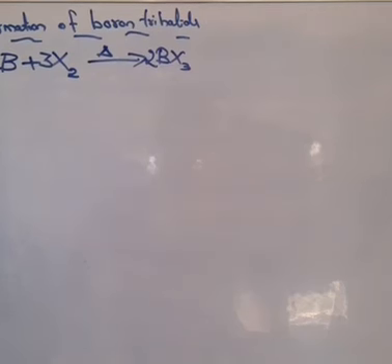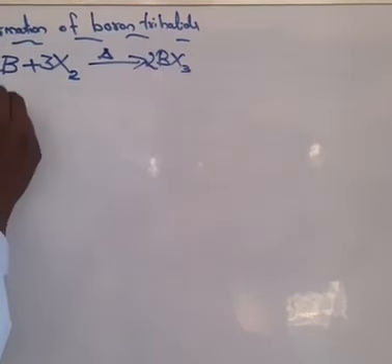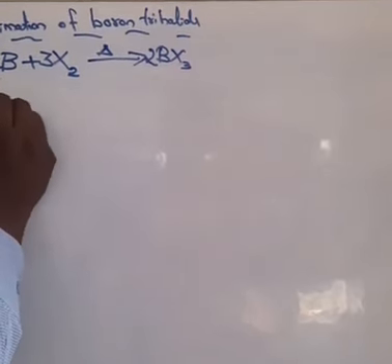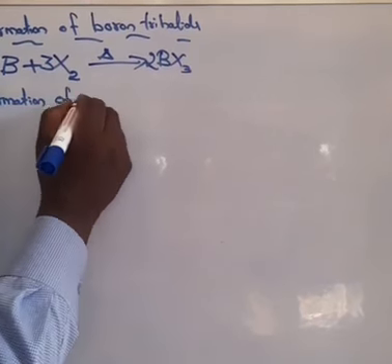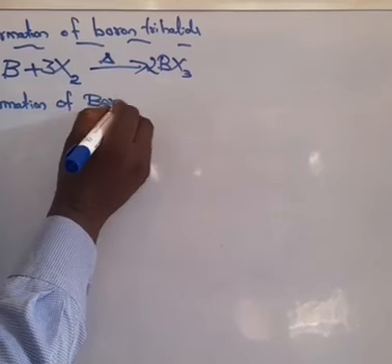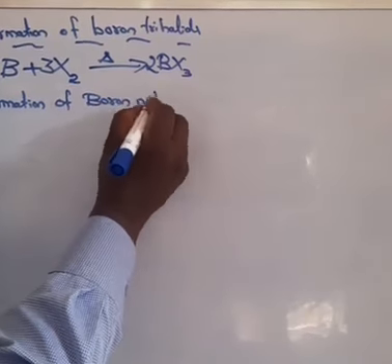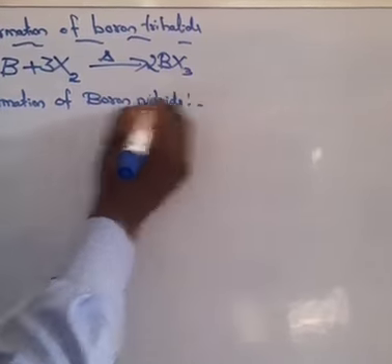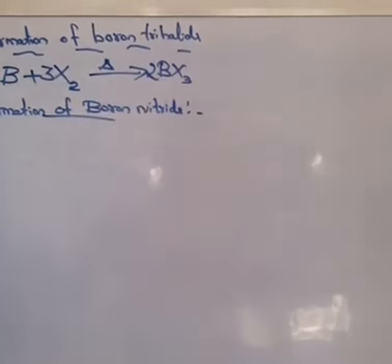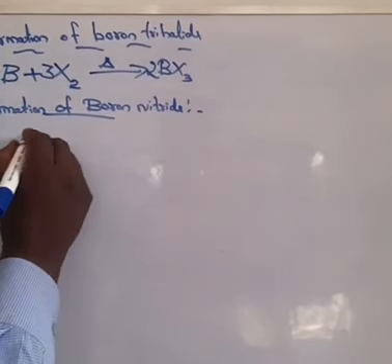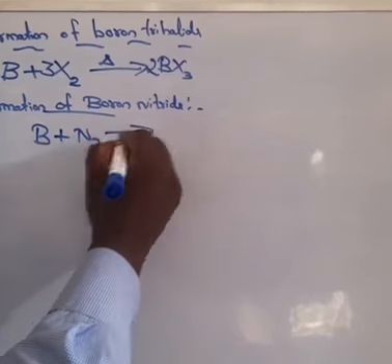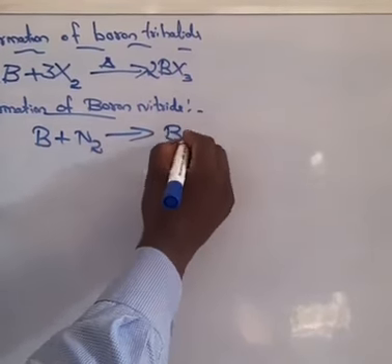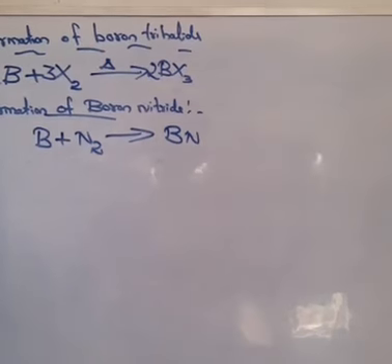Next subheading is formation of boron nitride. This is also a very important question. Here boron reacts with nitrogen to form boron nitride. How can you balance the equation?